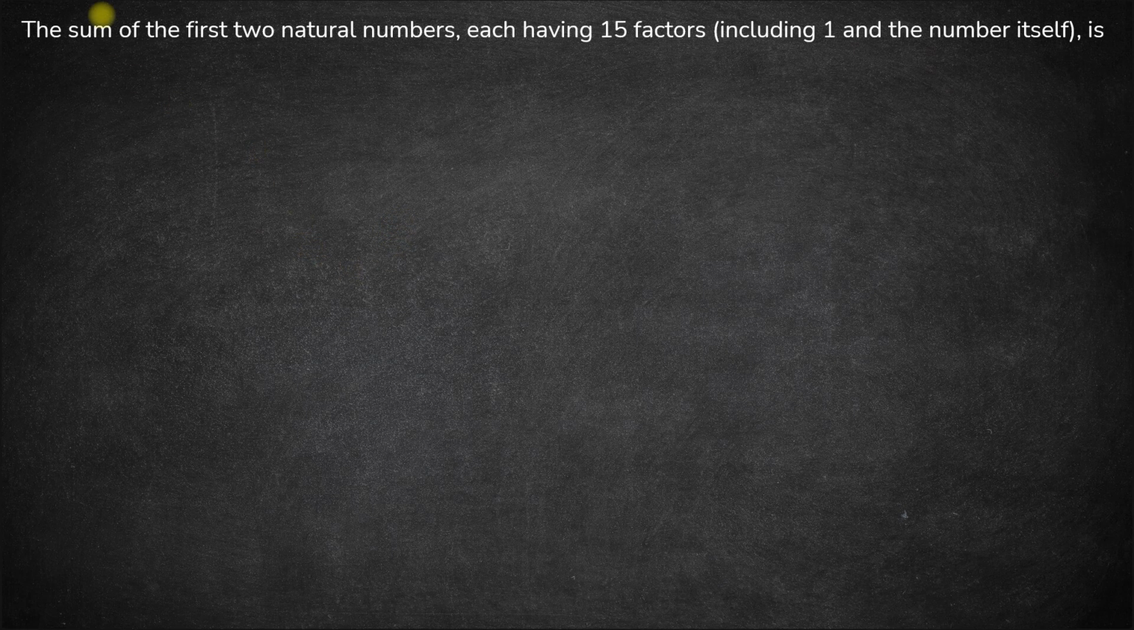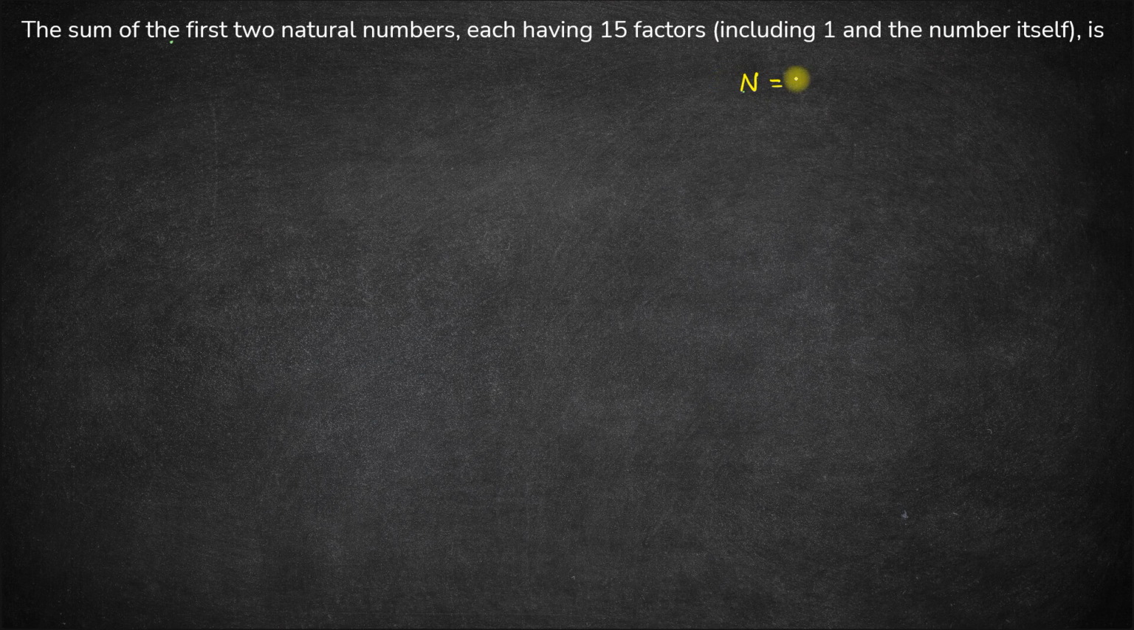Hi, here we have the sum of the first two natural numbers each having 15 factors, including 1 and the number itself. So we need to figure out the two smallest possible natural numbers that have 15 factors, right? So let's first understand how we calculate factors.